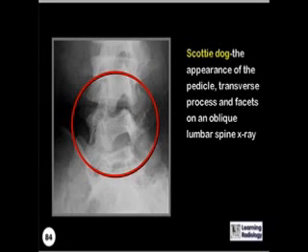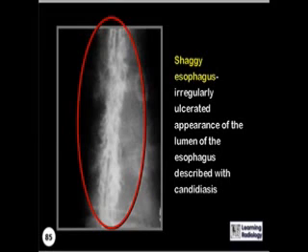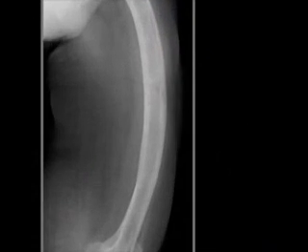That's the famous Scotty dog, the appearance of the pedicle, transverse process, and facets on an oblique lumbar spine X-ray. What is this sign called? This is the shaggy esophagus, an irregularly ulcerated appearance of the lumen of the esophagus described with candidiasis. What is this sign called?